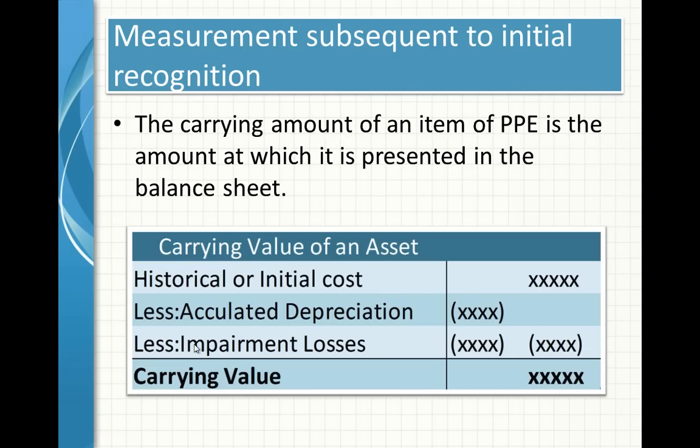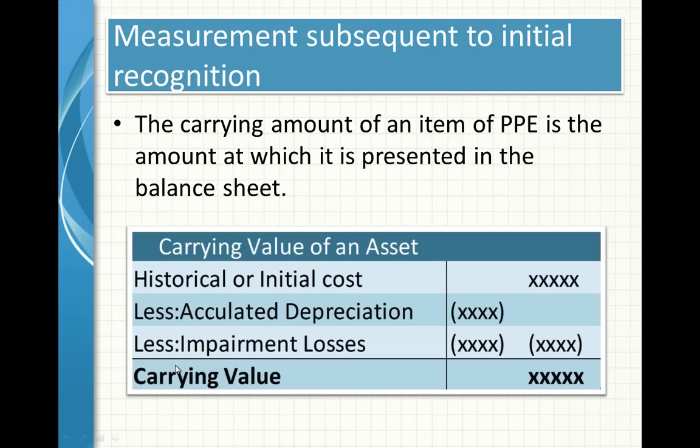Impairment loss means an asset which cannot be used but still has life as per the books, and the asset has to be impaired. Impaired means it has to be depreciated. That is called impairment losses. Say, for example, a vehicle is completely damaged, we can't do anything, and there is no insurance. So it has to be impaired.